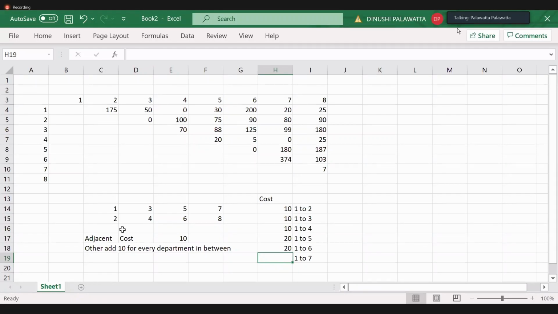1 to 7, you have to pass 2 departments. So for the 10, you have to add 20. So then it becomes 30. And then 1 to 8 is also 30.